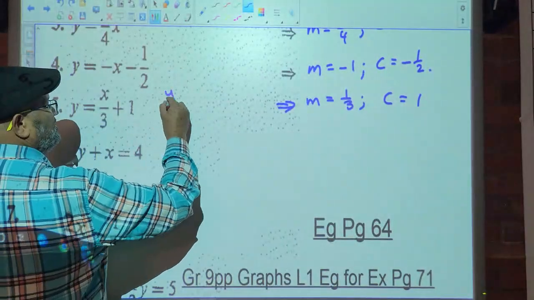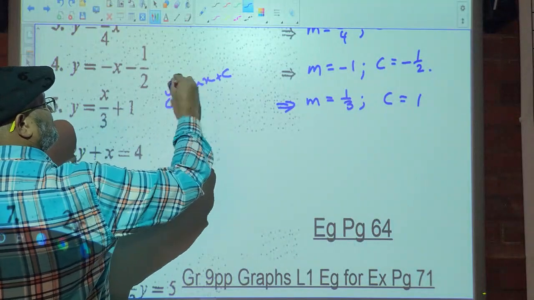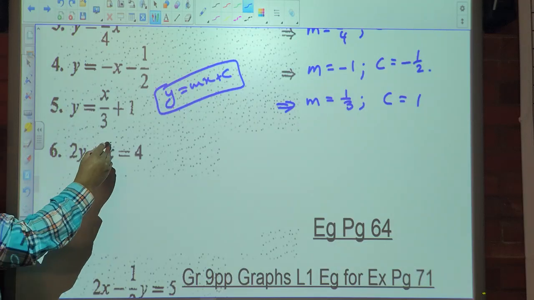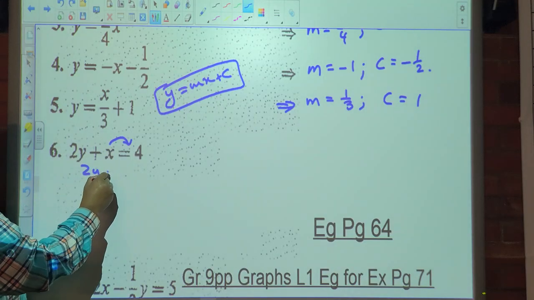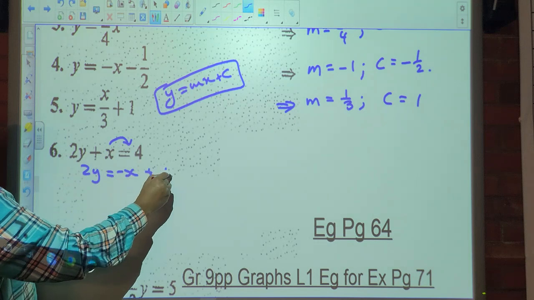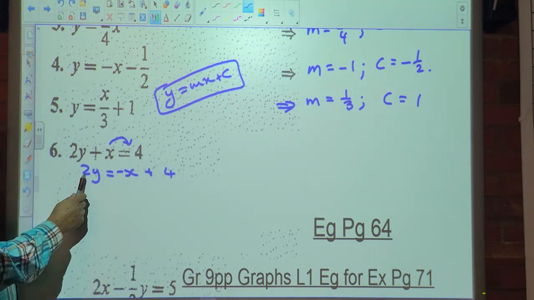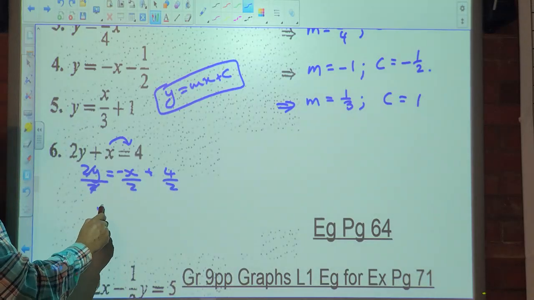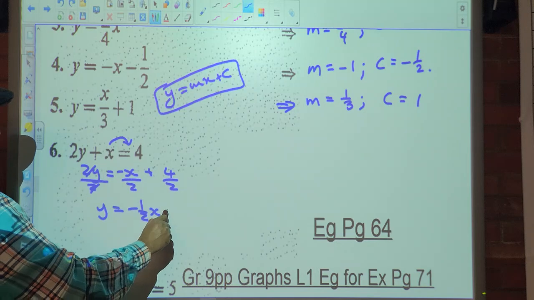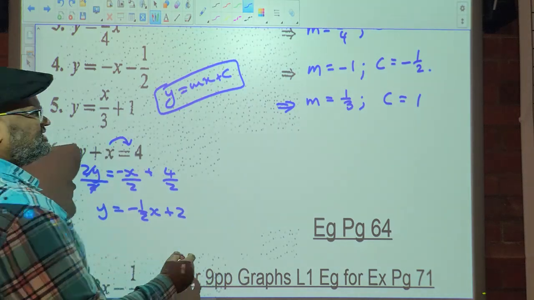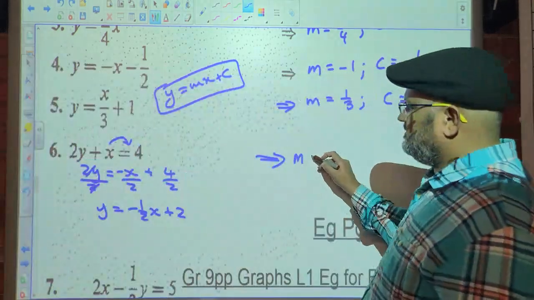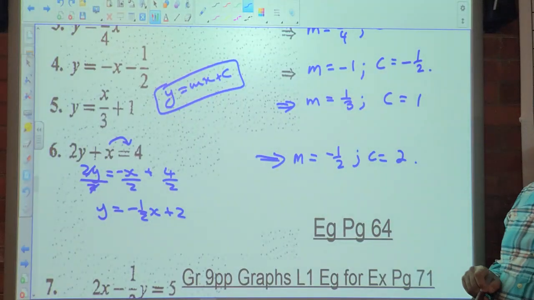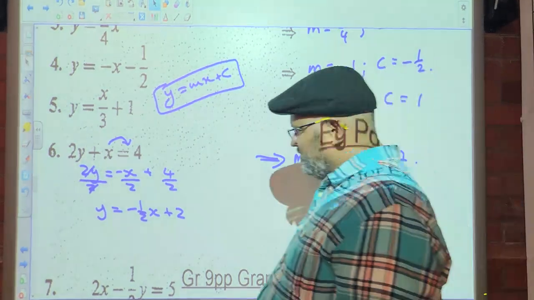It must be in the form of y equals mx plus c. So y must stand on its own and everything else on the other side. So of course we're going to take the x over, so 2y is equal to minus x plus 4. So how do we get y on its own? Divide by 2. Right. That cancels. So y is equal to negative half x plus 2. So what's the gradient here? Negative half. What's your c value? Okay, your y-intercept is 2.